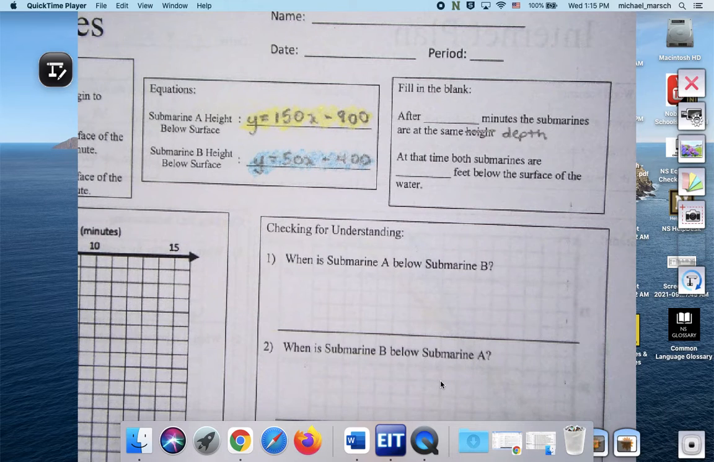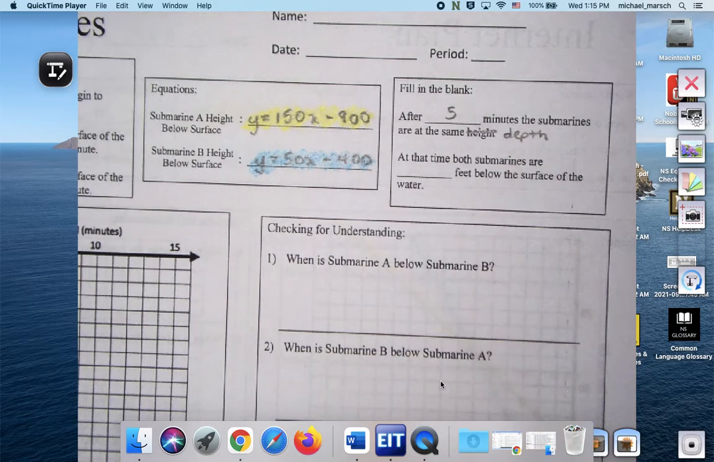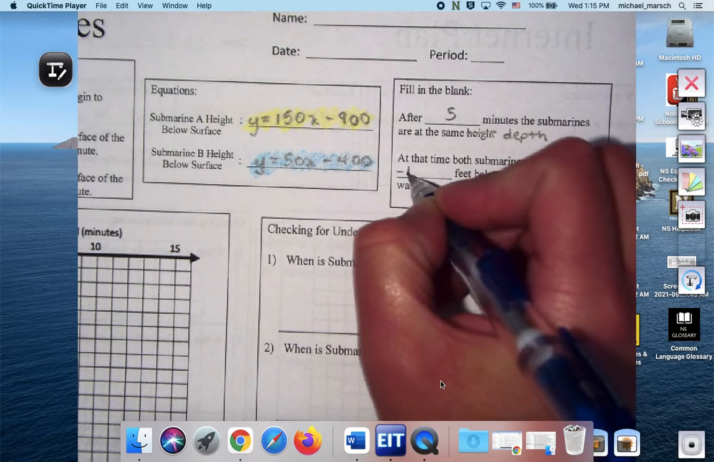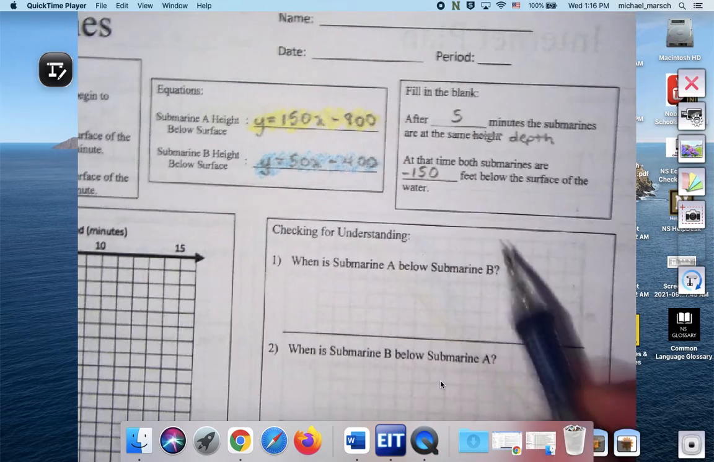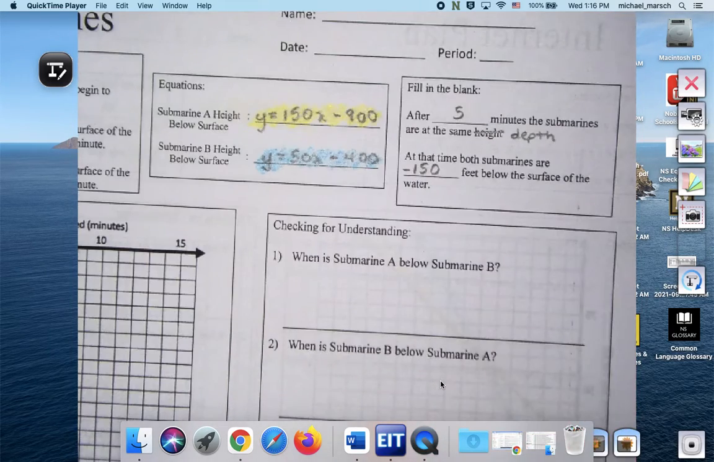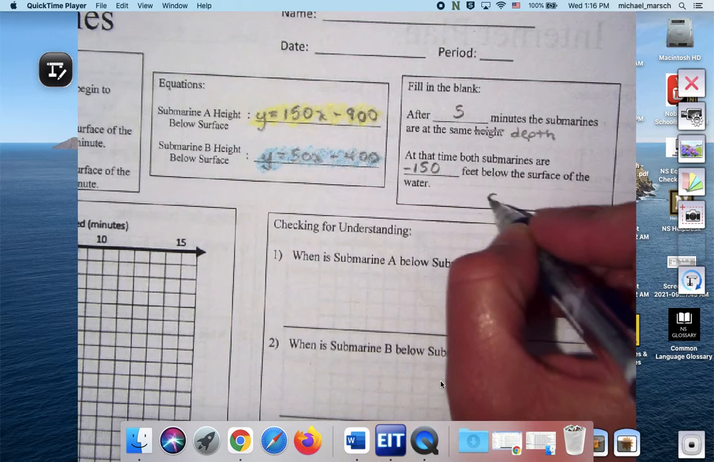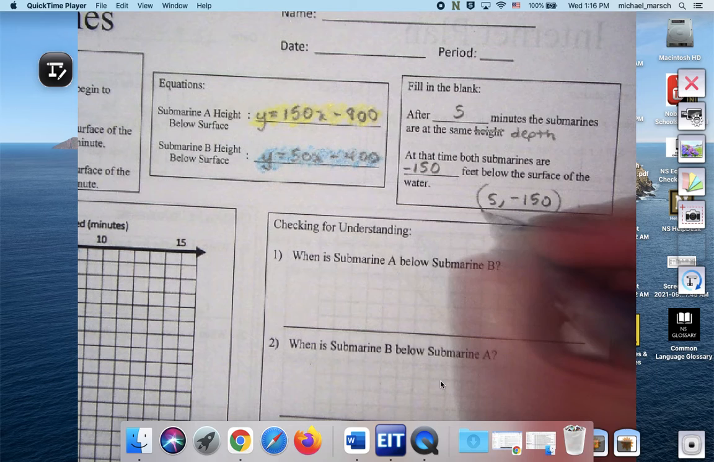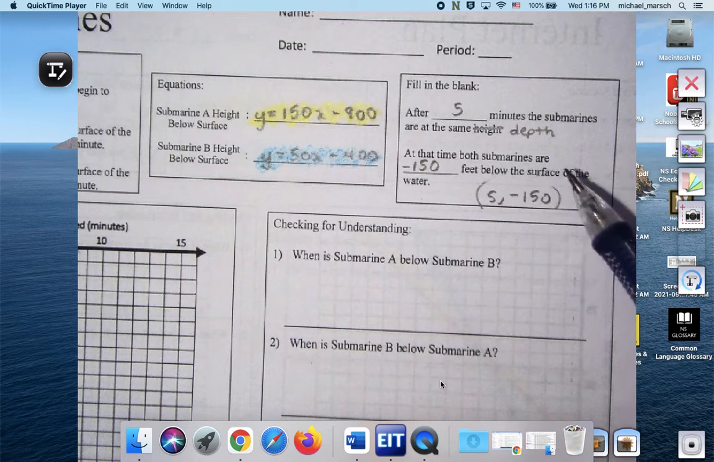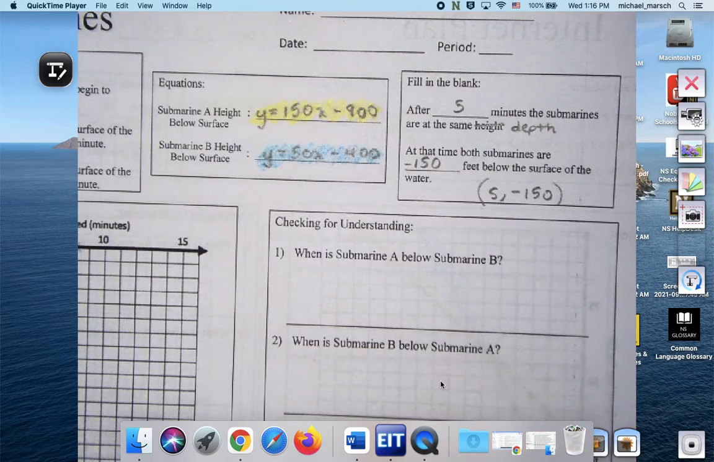When does that happen? Grace V? 5 minutes. And at that time, both submarines are at what depth below sea level? Where are they? Addie? 150. Yep. Negative 150 feet below sea level. And guys, sometimes people wonder, do I put the negative? I'm just putting the negative because our ordered pair would be 5, negative 150. I know it seems weird to say negative and then feet below surface of the water. It sounds weird grammatically, but I'm putting the negative for the ordered pair situation.